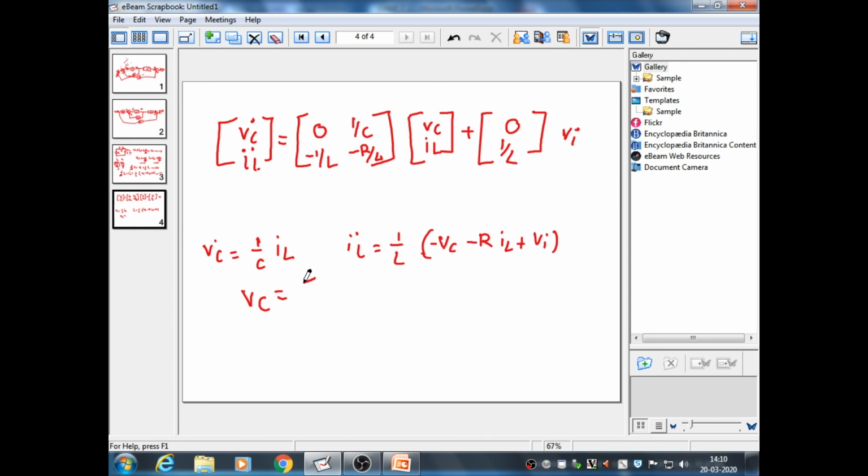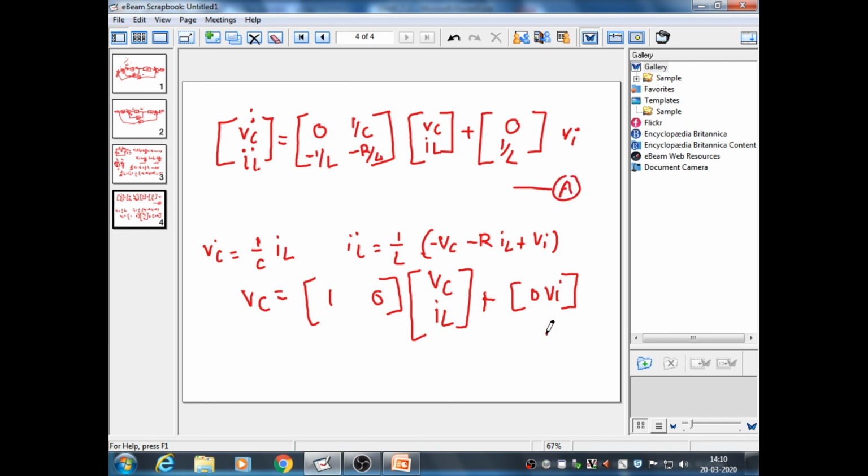VC is nothing but [1 0] times [VC IL] plus 0 into VI. So what we have to do is, if we are having this configuration, we have got these two equations. Let us say the first equation is B, and the second equation is D.